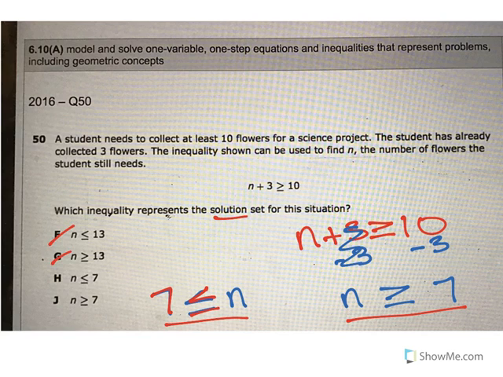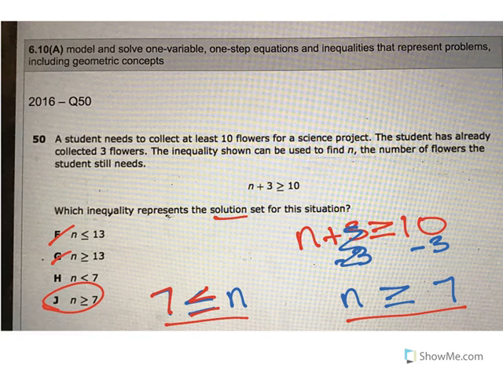So let's look at our answers. Obviously, it's not F or G, because 13 and 7 are not the same. And then you have H and J, they both have 7, but you have to pay attention to the inequality. And so the answer would be J, because again, n is greater than or equal to 7.